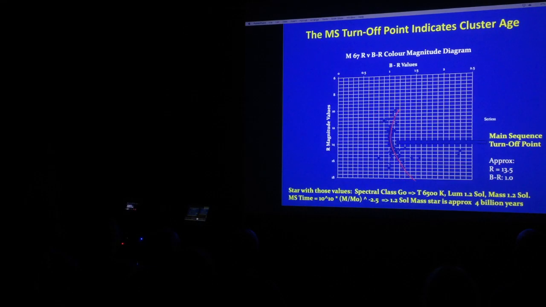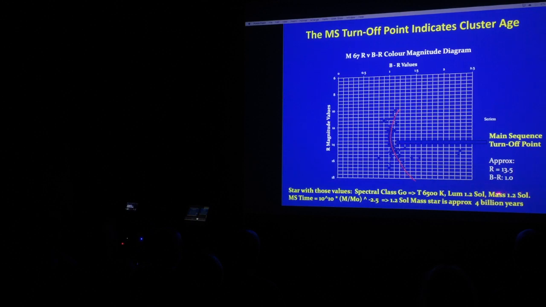You might think, okay, so what you do then is you can look up the charts in the literature through the stellar evolution theory, and you say, well, that point there is what they call a spectral class G0 star that happens to have those values when it runs out of hydrogen. And in theory, its temperature should be 6,500 degrees Kelvin. Its luminosity should be 1.2 solar luminosity, its brightness. And I also know the mass should be about 1.2 solar masses. In other words, 1.2 times the mass of the sun.